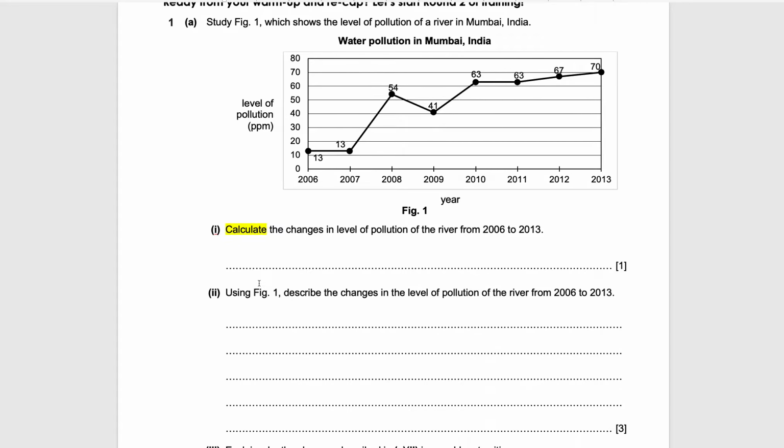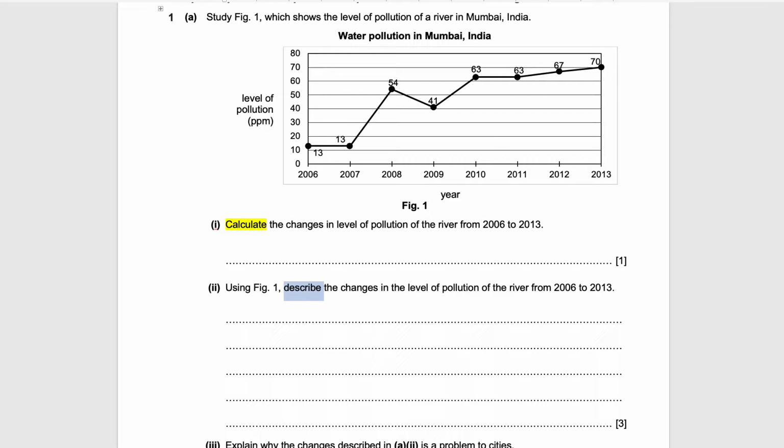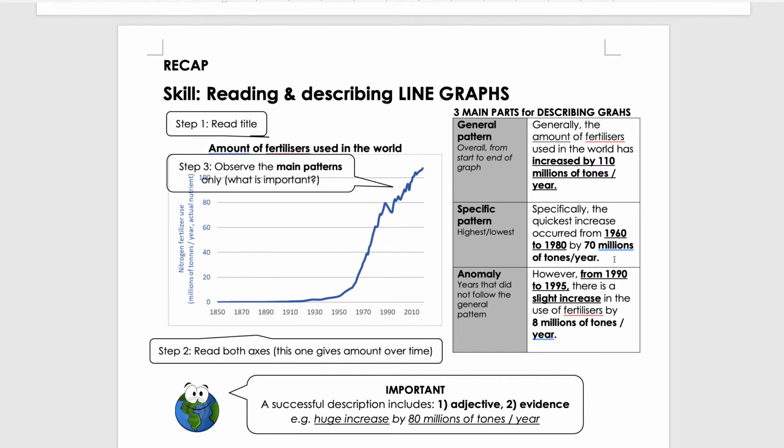All right, part 2, I need to describe the changes. When I'm given a graph to show changes and I ask you to describe it for 3 marks, there are 3 components you need to do. What are the 3 components? Look back at page 3, this was in your set 1 notes. Give me the overall pattern from the start to the end. What happened? Was it a huge increase or small increase or decrease? And by how much?